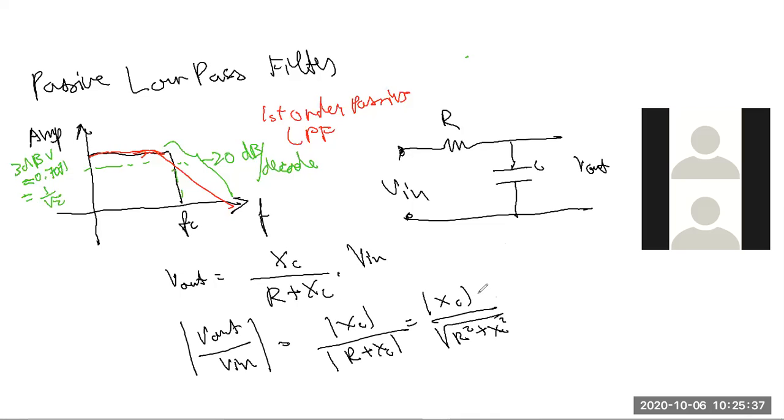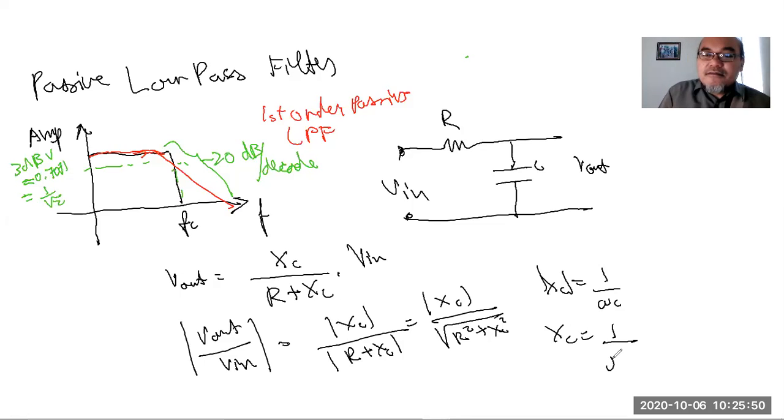Here the magnitude of XC is 1 over omega C. XC itself equals 1 over j omega C, or minus j divided by omega C. So here the magnitude will be 1 over omega C, only it has a negative 90-degree phase lagging from the voltage.